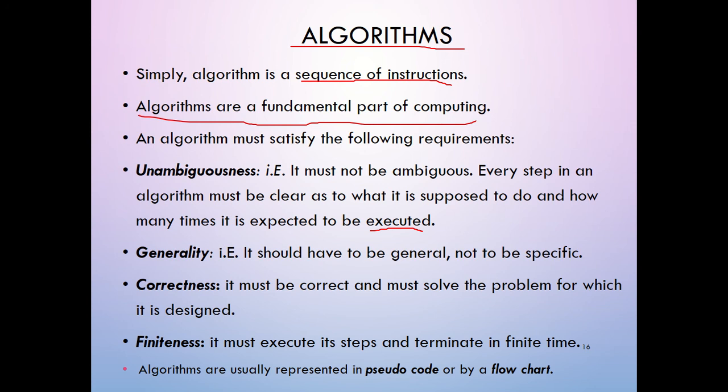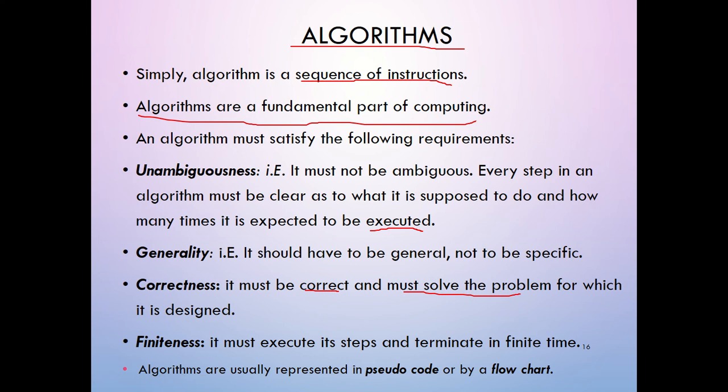Correctness: it must be correct and must solve the problem it is designed for. The algorithm should have correctness, meaning it must solve the required or given problem. This is what we mean by correctness. Then the next one is finiteness. It must execute its steps and terminate in finite time.